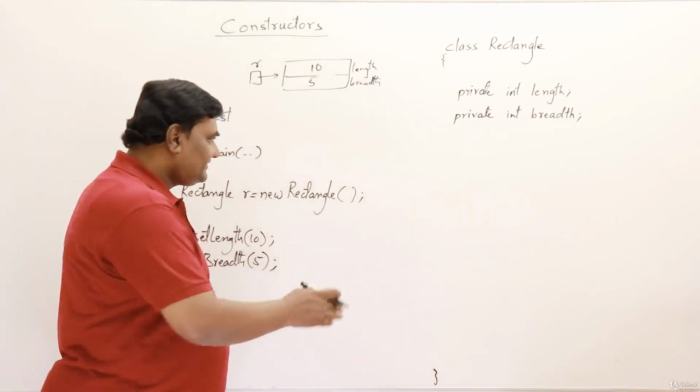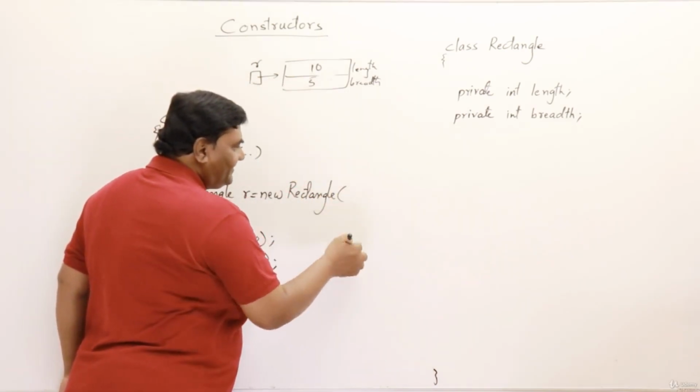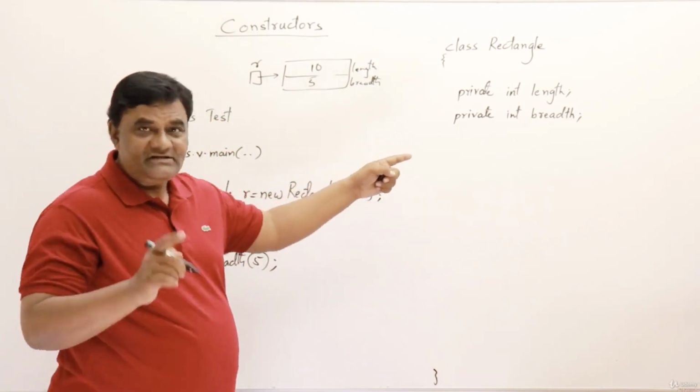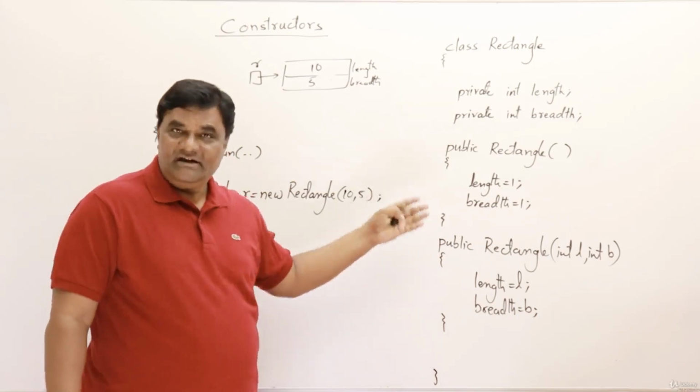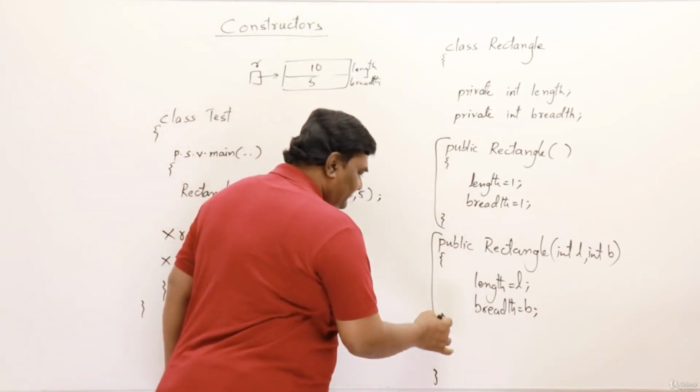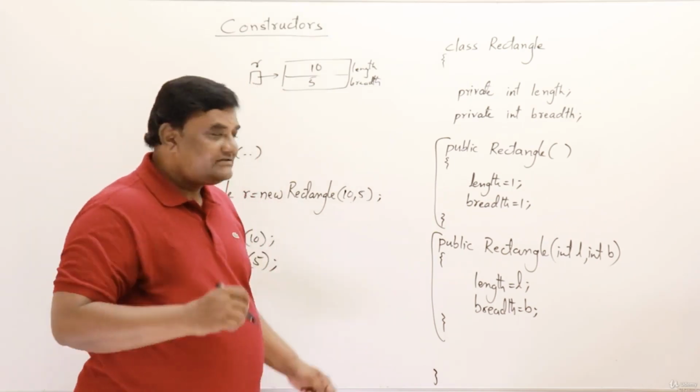So let us write a constructor which takes this length and breadth and initializes it. So here I will write the constructor, then I will explain it to you. Here I have two constructors. This is one constructor and this is another one. So let us understand what a constructor is.